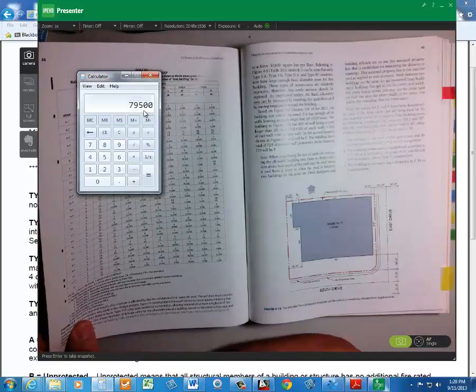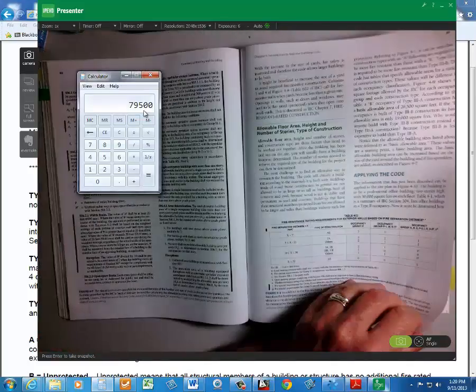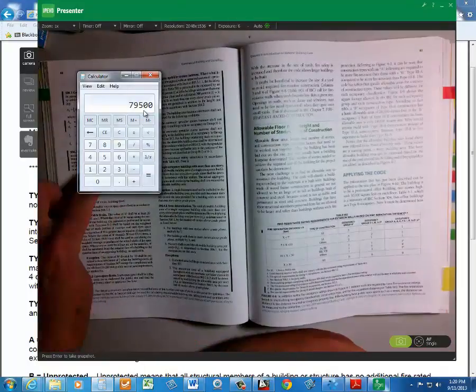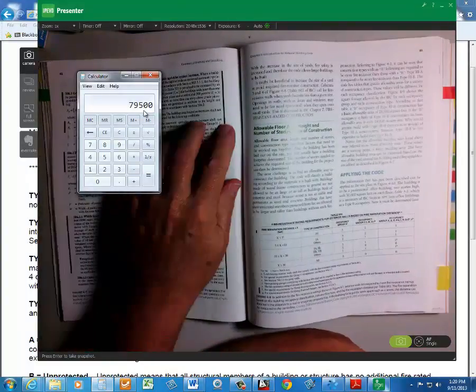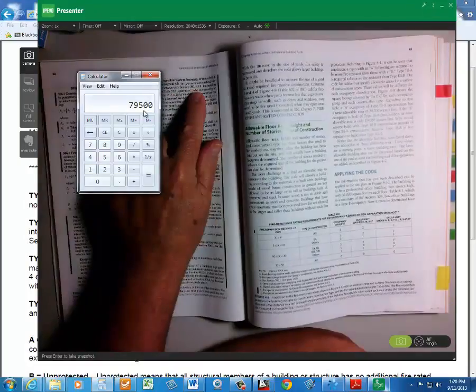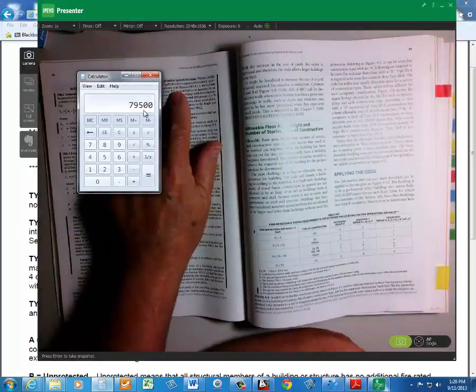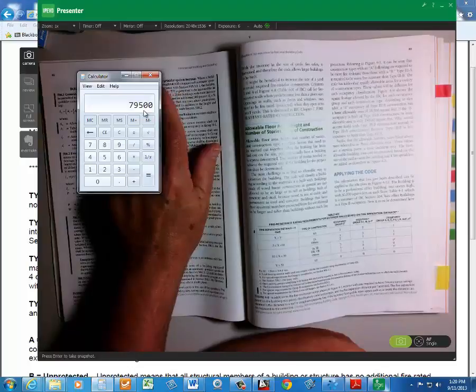506.3 then is what we want to look at. Alright, so we're looking down through here. Here's 506. Here's automatic sprinkler increase. So if we add a sprinkler, then we'll come back to here.